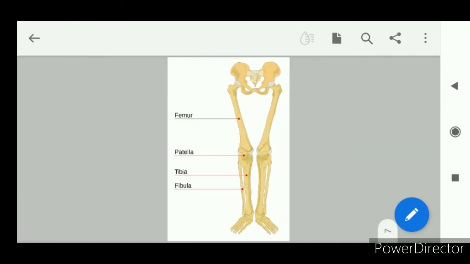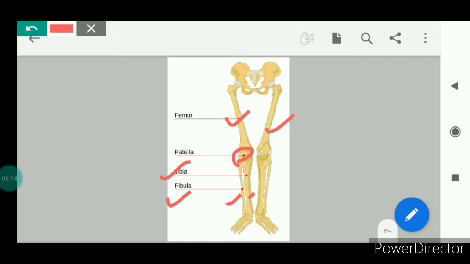Now next is the bones of the human legs. Here you can see the femur. This is the femur bone. The femur is the longest and the strongest bone of the human body. After this, at the knee there is the patella bone, and the lower part of the leg consists of two bones, tibia and fibula.